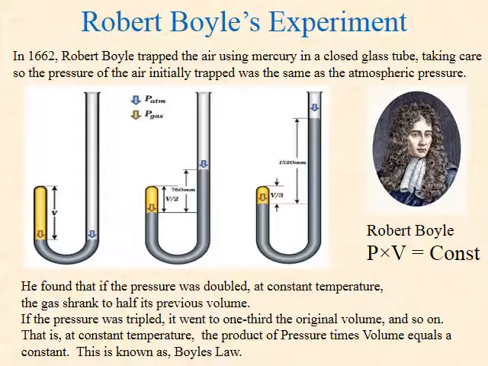Boyle's idea was to find out how the volume of the gas varied with the external pressure if the temperature of the gas stayed the same. This slide shows the experiment he did in 1662. He trapped the air using mercury in a closed glass tube, taking care so the pressure of the air initially trapped was the same as the atmospheric pressure. He found that if the pressure was doubled, at constant temperature, the gas shrank to half its previous volume. If the pressure was tripled, it went to 1/3 the original volume, and so on. That is, at constant temperature, the product of pressure times volume equals a constant. This is known as Boyle's law.